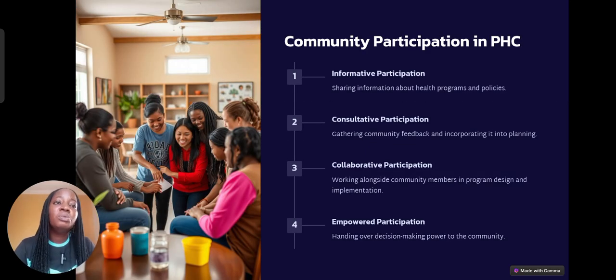So looking at community participation in primary health care, we have informative participation, where information is shared about health programs and policies. You have consultative participation, where you gather community feedback and incorporate it into planning. And of course, you cannot gather community feedback without engaging the community members. Then we have collaborative participation between stakeholders, where they work together in program design and implementation. Then we have empowered participation, handing over decision making power to the community.